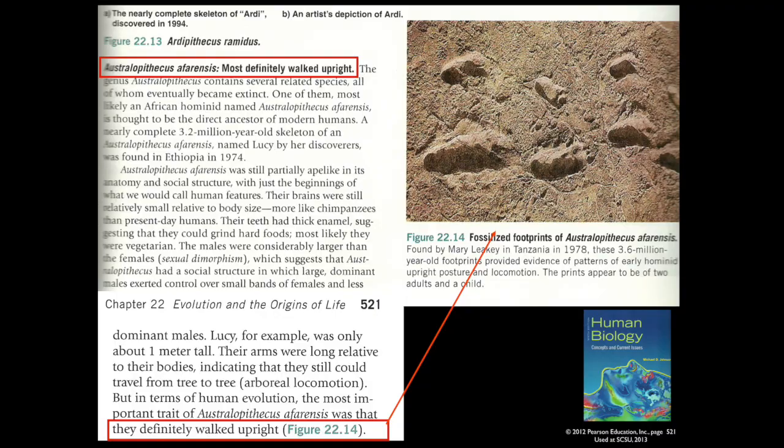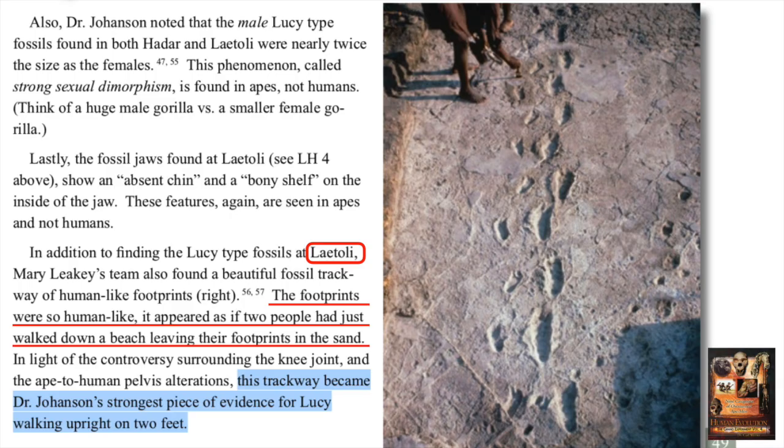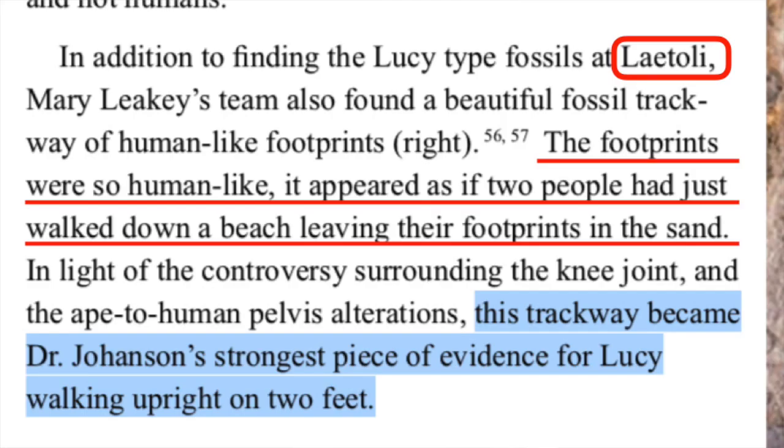Okay, most definitely walked upright, and here's pictures of the footprints, and it says it looks like somebody just walked down the beach. Looks like human footprints. And so Johansson's got a problem with the knee. He's got a problem with the hip. So this is his best evidence for Lucy walking upright. And it says the trackway became Dr. Johansson's strongest piece of evidence for Lucy walking upright on 2 feet.